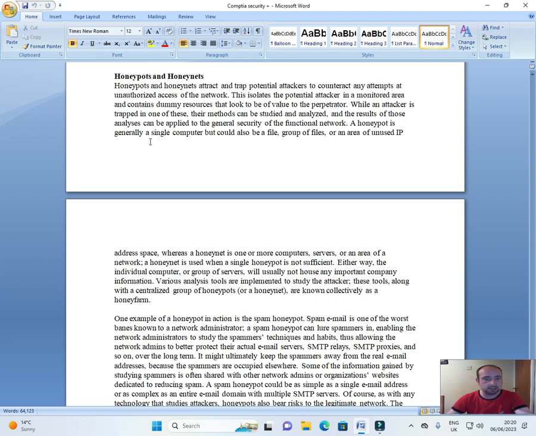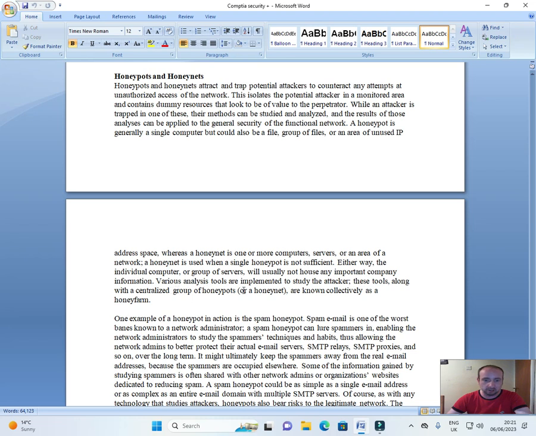A honeypot is generally a single computer, but could also be a file, group of files, or an area of unused IP address space, whereas a honeynet is one or more computers, servers, or an area of a network. A honeynet is used when a single honeypot is not sufficient. Either way, the individual computer or group of servers will usually not house any important company information.